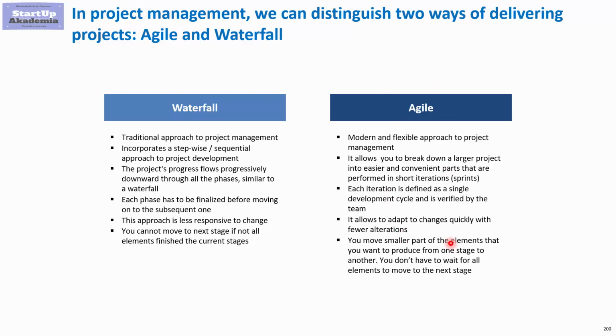In Agile, it is extremely important that you move smaller parts of the project from one stage to another and you don't have to wait for all the elements to go through the specific stage. So in other words, in Agile approach, you see faster the results.